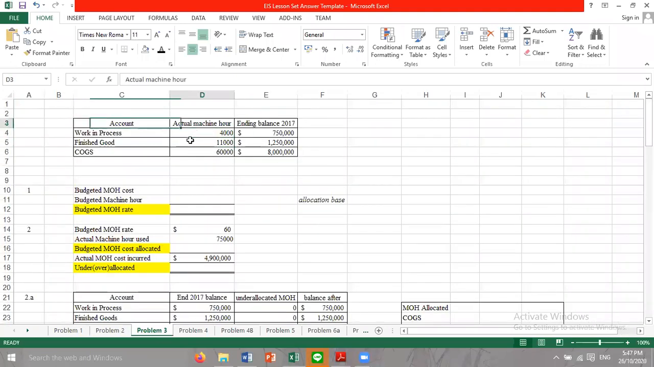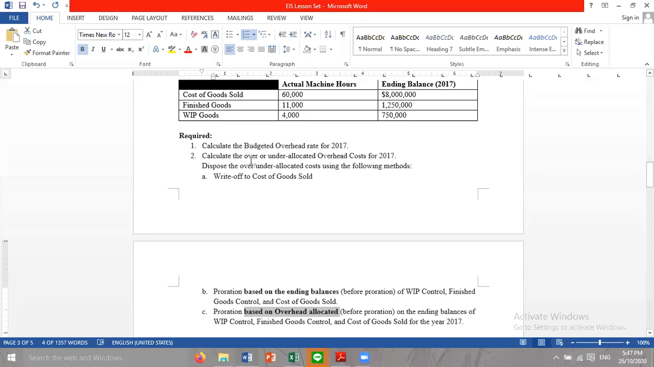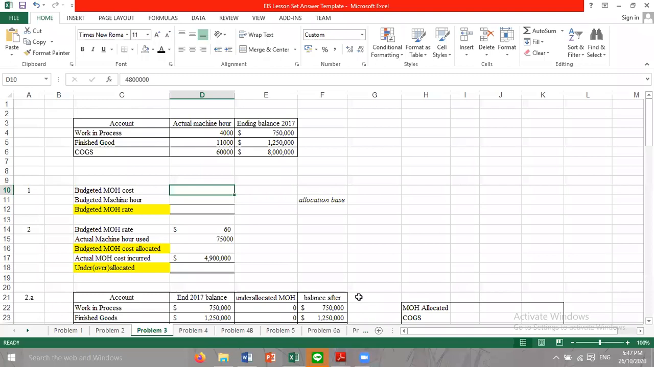Okay, so I've copy pasted the important information as well. Now, first we are asked to find the budgeted MOH rate, or the budgeted overhead rate. To do so, just as I mentioned before, the formula is budgeted annual indirect costs, or in this case, budgeted MOH costs, divided by the budgeted annual quantity of the cost driver. In this case, the cost driver or cost allocation base is the machine hour. So we divide it by the budgeted machine hour.